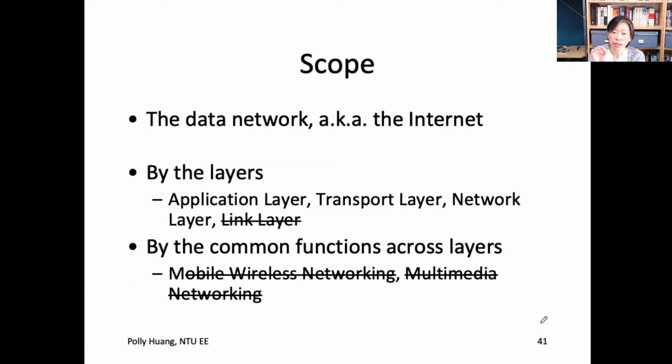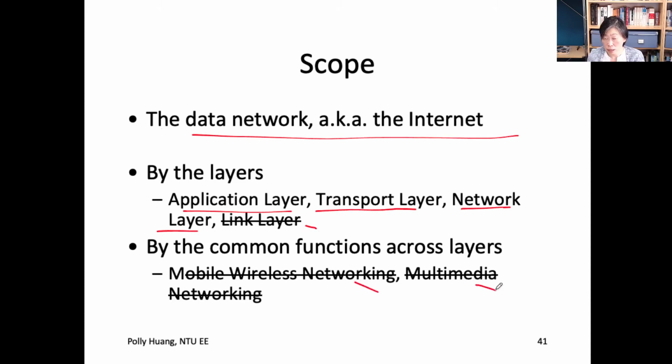So you see that I tried to make the scope a little bit narrow, but I want to go a little bit deeper, talking about each of these key components that's necessary to get data passing around the internet. All right, so the scope is the internet, but we'll cover the application layer, transport layer, network layer, but we won't have time to get into the link layer or mobile wireless networking, multimedia networking.